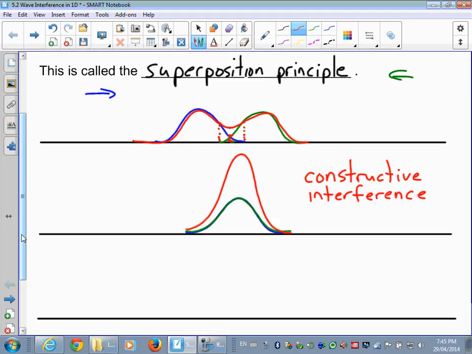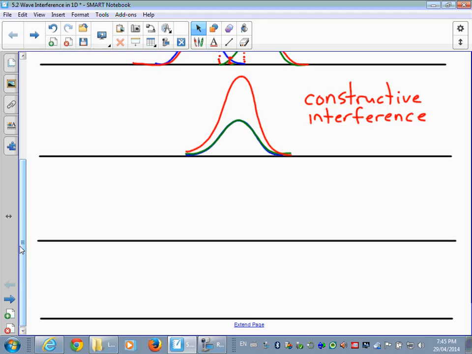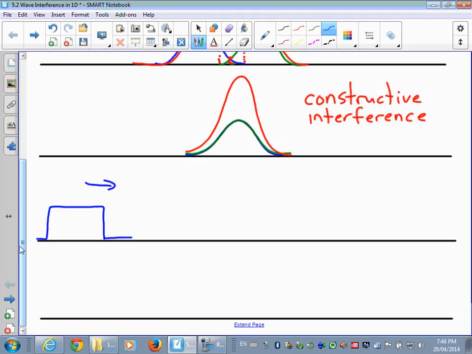Constructive meaning that you're making more out of it than you originally had. It's sometimes easier to demonstrate this with waves that are not exactly the same. So let's say that I have, I'll use blue and green again. Let's say I have a square-shaped, a rectangular-shaped wave moving towards the right. And then I have, on the other side, a triangular-shaped wave.